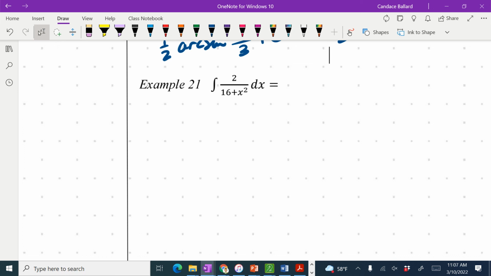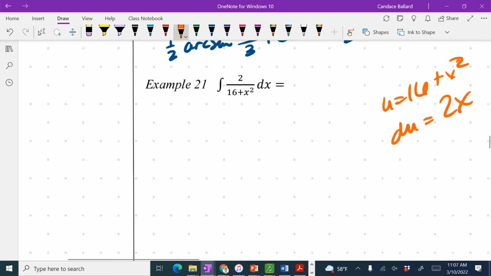And again, the other clue would be if I tried to use the entire denominator as U, just watch, don't write it down. If I use the entire denominator as U, that would mean for my du, I would need to have a 2x. I do not have a 2x in the numerator, so I know I've got to try something else. Okay, so that's how you eliminate that it's not U substitution right now.